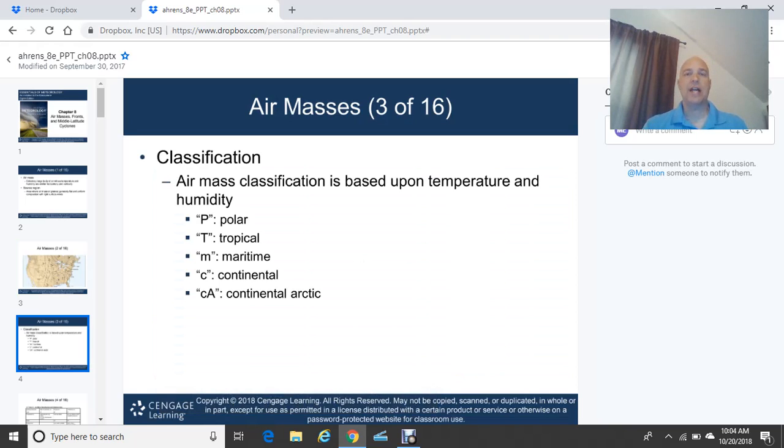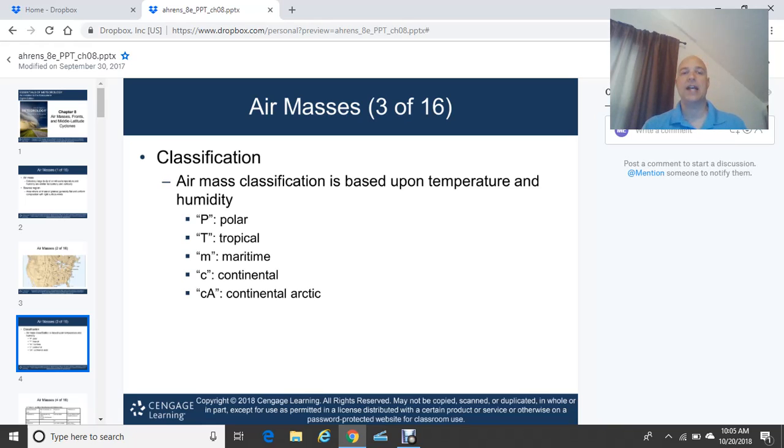All right, so classification of air masses. Air mass classification is based upon both temperature and humidity, so you need to think about both factors when we classify air masses. The capital P stands for polar air mass. The capital T stands for tropical.